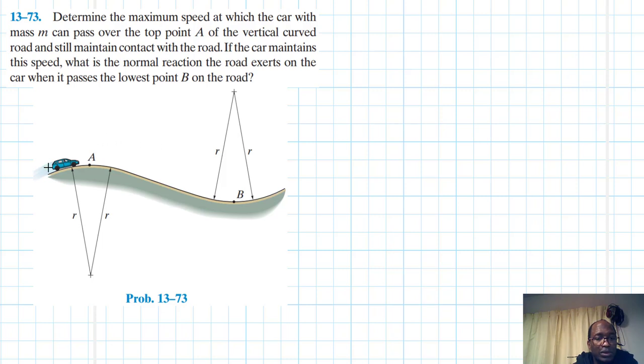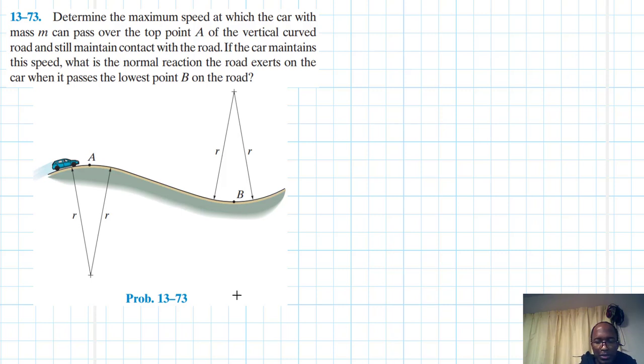Right, we have been asked to determine the maximum speed at which this car can pass over the hill at A and still maintain contact with the road. And then at B, we have been asked to determine the normal reaction that the road exerts on the car when it passes the lowest point at B, while maintaining the same speed that the car had when it was at A. So let's draw the free body diagram.